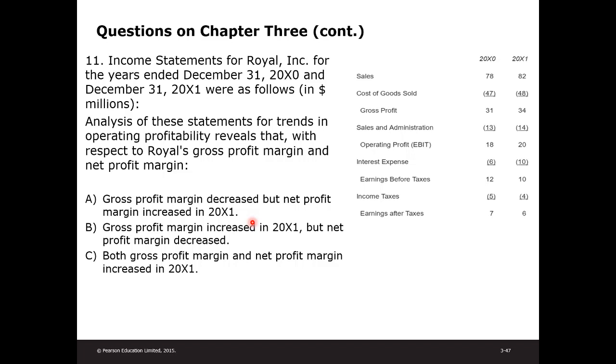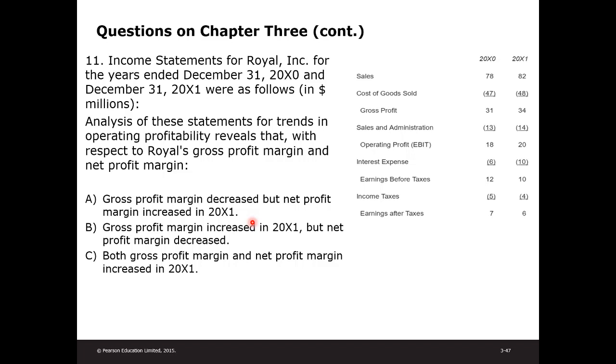Income statements for Royal Inc. for the years ended December 31, 2000 and December 31, 2001 were as follows. Analysis of these statements for trend in operating profitability revealed that, with respect to Royal's gross profit margin and net profit margin, what happened to those ratios? Gross profit margin decreased, but the net profit margin increased in 2001. Gross profit margin increased in 2001, but the net profit margin decreased. Both gross profit margin and net profit margin increased in 2001.